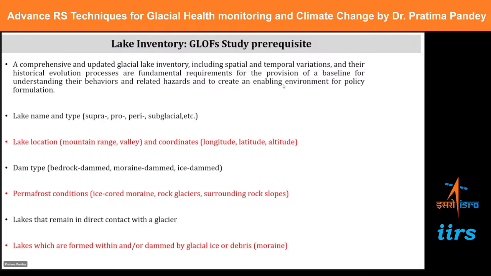With remote sensing data, we can do the lake inventory, which is the prerequisite for glacial lake outburst flood study. In inventory, we identify the lake and assign the location of the lake, like coordinates, what is the dam type, what is the condition of the dam, and what is the location of the lake with respect to the mother glacier. All these parameters we assign and we call it glacier lake inventory.